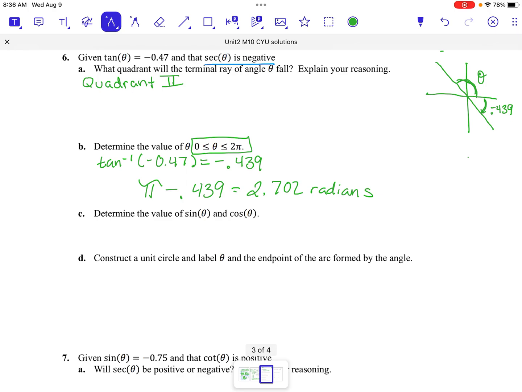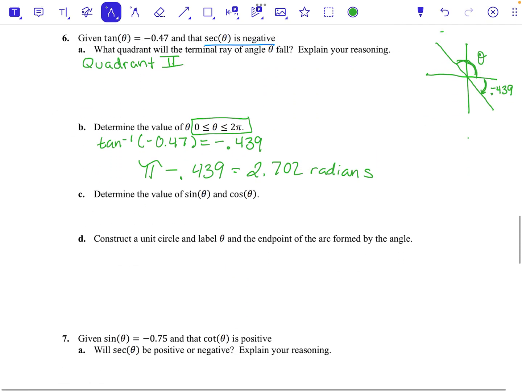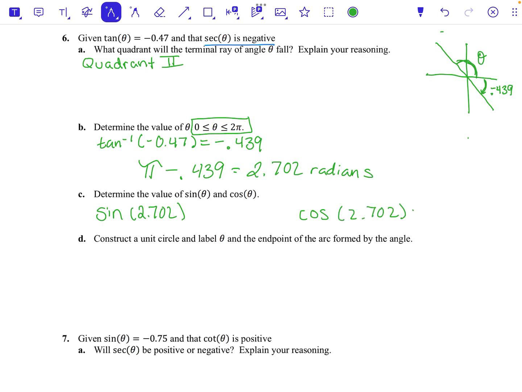Now, next up, I'm asked to find the value of sine and cosine. We're going to use the angle measure we just came up with. So we would have sine of 2.702 and then cosine of 2.702. And both of these, I would just put straight in my calculator. Cosine comes out as a negative 0.905. It's negative. That's good because secant is negative. So check, it met that requirement. And then sine comes out as a positive 0.425. Sine should be positive in quadrant 2, so I like that value as well.